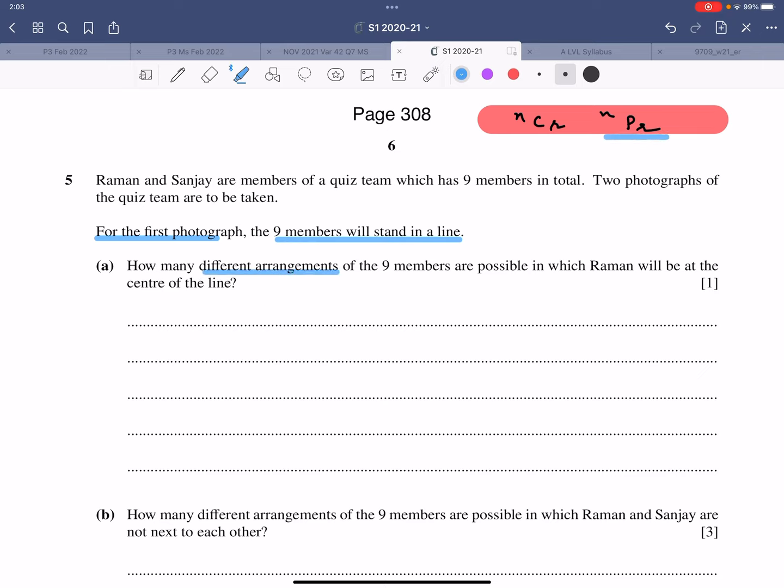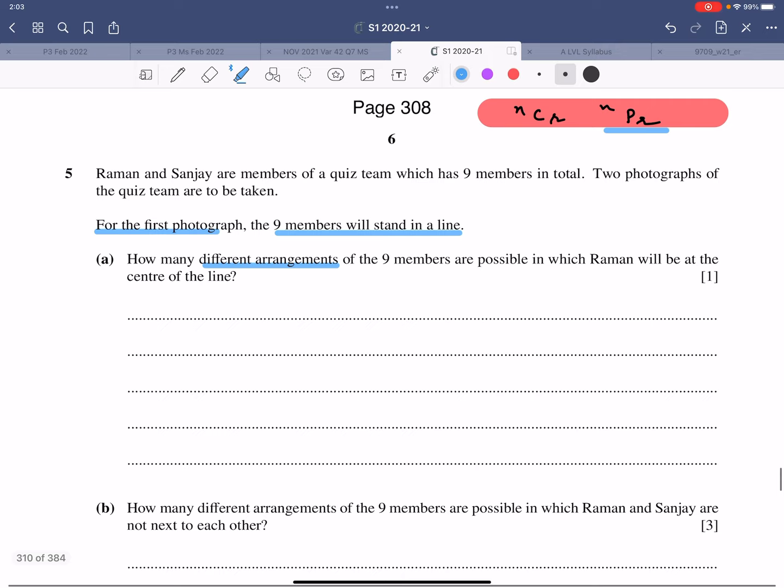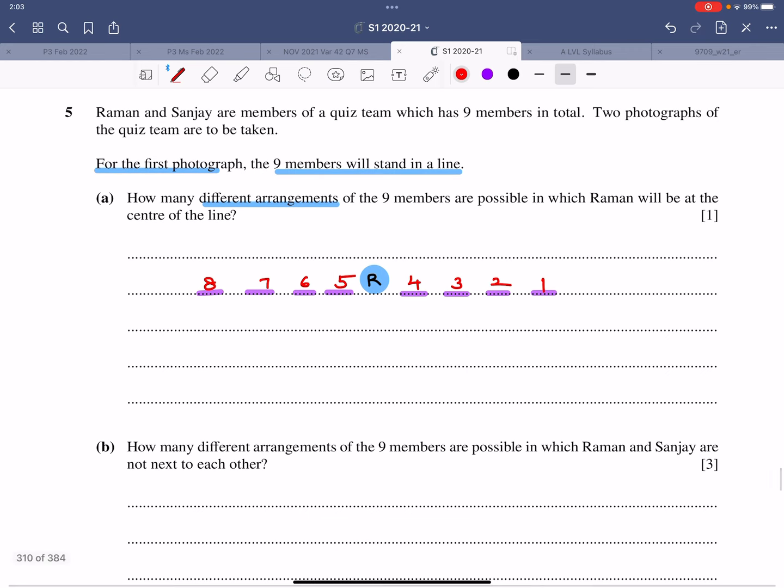9 members are possible, in which R will be at the center of the line. So this person R is at the center of the line, and there are how many spaces left? There are spaces left 1, 2, 3, 4, and 5, 6, 7, 8. Any one of the remaining 8 could occupy this space, or any one of the 7, any one of the 6, any one of the 5, any one of the 4, any one of the 3, any one of the 2, any one of the 1. I have deliberately written it like this because it's 8 factorial for the rest of them. So that's a simple working of 8 factorial for this one mark.